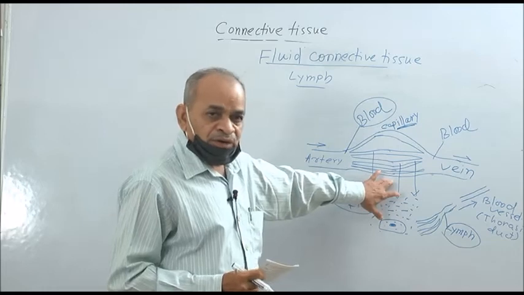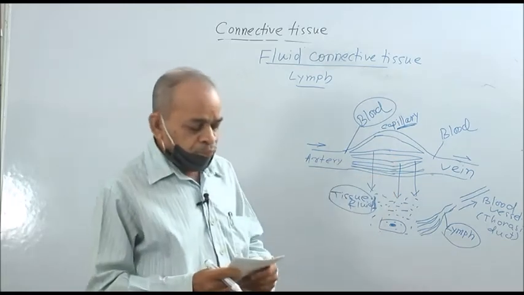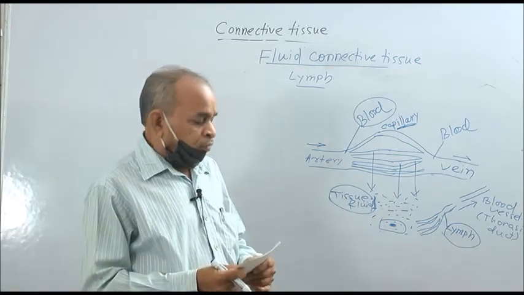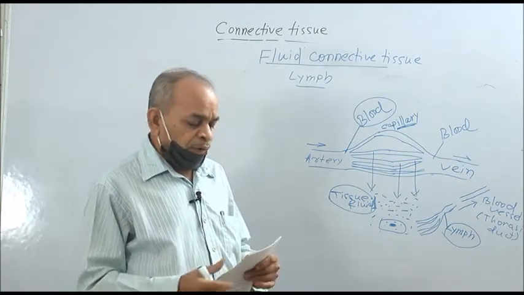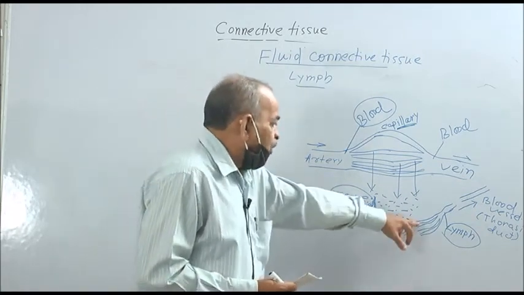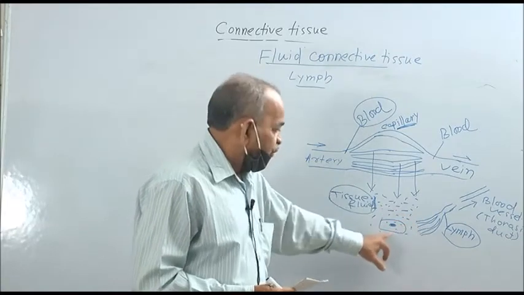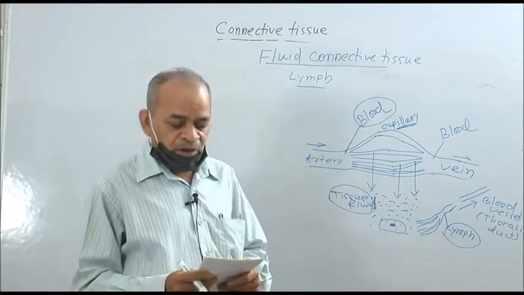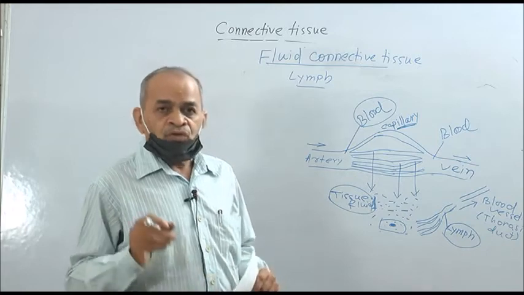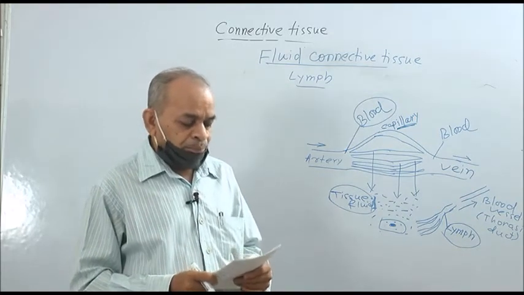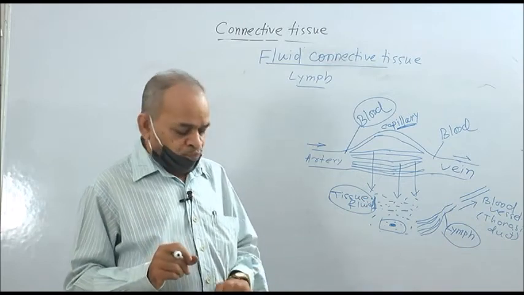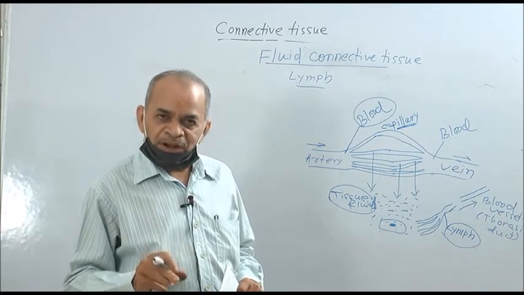Here there is intercellular substance. That is the tissue fluid. Lymph is that part of the tissue fluid which enters into the lymph capillaries. So the blood plasma, tissue fluid and lymph are therefore basically similar.